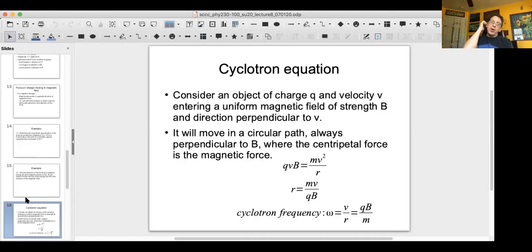Cyclotrons are an important part of modern physics. When you think of the Large Hadron Collider at CERN, or the big accelerator at Fermilab, or the RHIC right here in Brookhaven, you're talking about a large circular track on which charged objects are accelerated through a magnetic field. So how does that work?